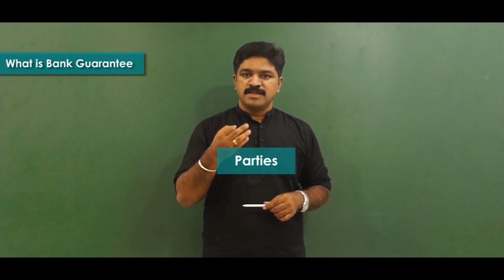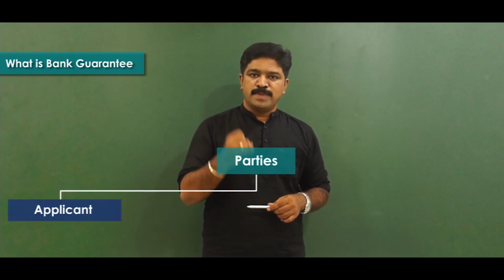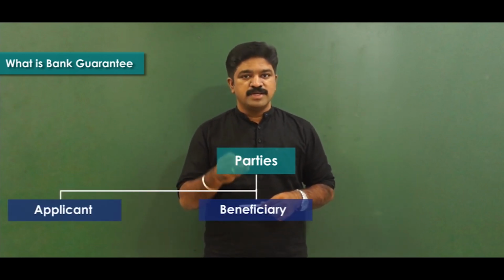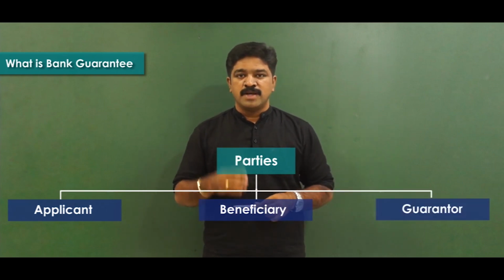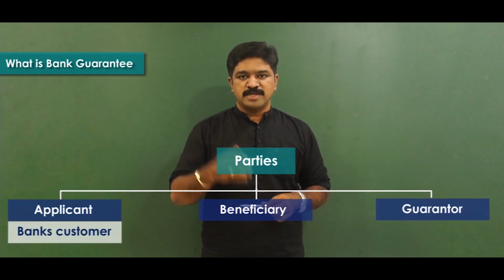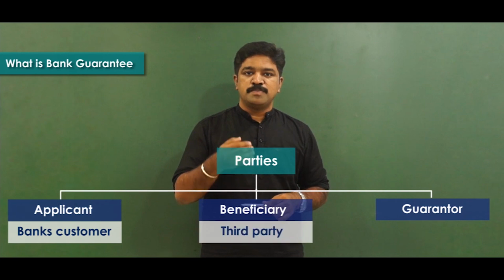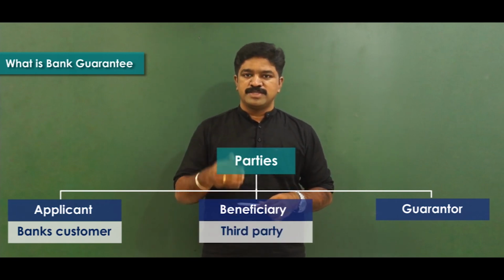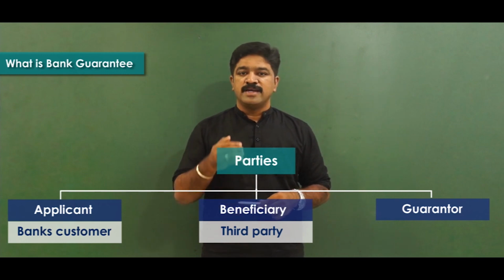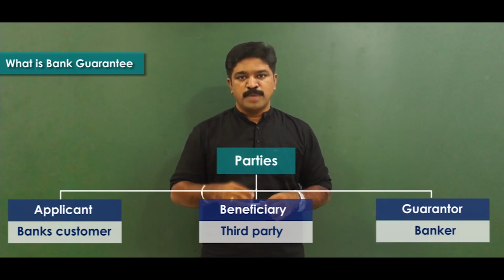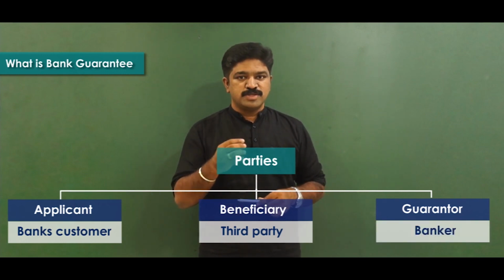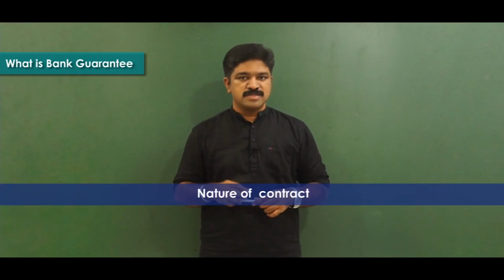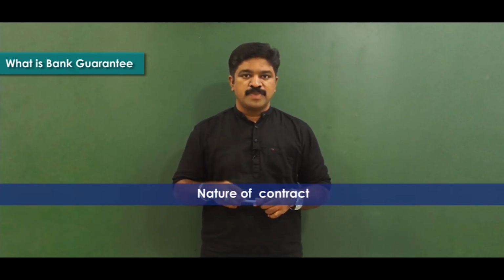Basically there are three parties. One is applicant, two is beneficiary and three is guarantor. Applicant will be bank's customer. Beneficiary is the person in whose favor bank guarantee has been created, or say the guarantee is given, and guarantor is generally banker. Now let us also understand the nature of this contract, that is guarantee.